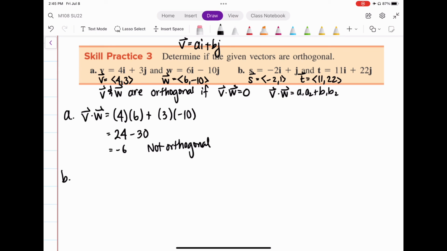The dot product in B gives us a1 times a2, which is negative 2 times 11, plus b1 times b2, which is 1 times 22. We then have negative 22 plus 22, which is equal to 0, so vector s and vector t are orthogonal.